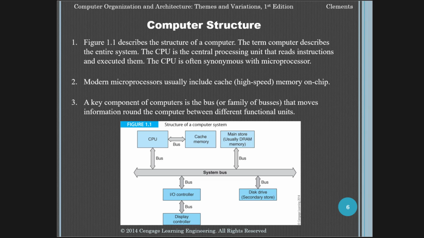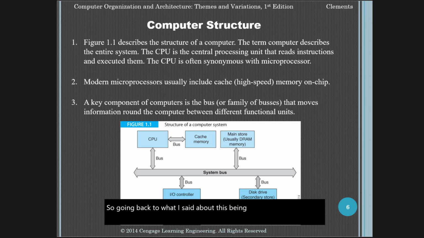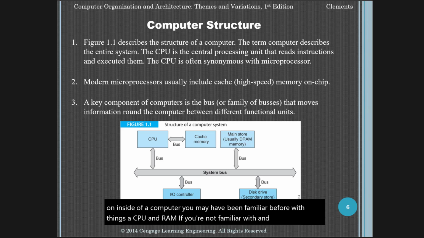So going back to what I said about this being a beginner course, if you're not familiar with some of these terms about what actually goes on inside of a computer, you may have been familiar before with things like a CPU and RAM. If you're not familiar with an I/O controller or a cache, I strongly recommend that you do the reading of the text, but also look up those terms in the glossary, because we desperately need to understand what is going on inside of the computer in order to be effective at computer architecture.